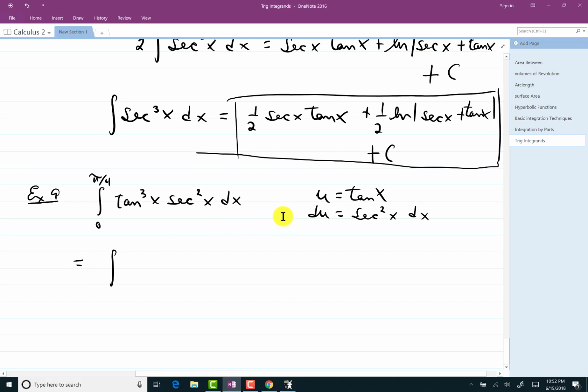Now let me change my limits of integration. If I plug 0 in for x, tangent of 0 is 0. If I plug pi over 4 in for x, tangent of pi over 4 is 1. That way I don't have to put back the x's ever. I'm done with them now. So I get the integral of u cubed du, just like I said. This integral is so easy, I'm just going to leave it to you. You get 1/4.